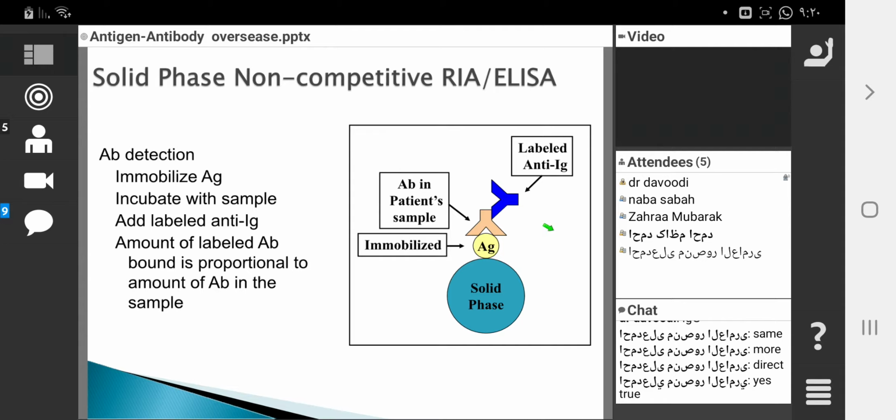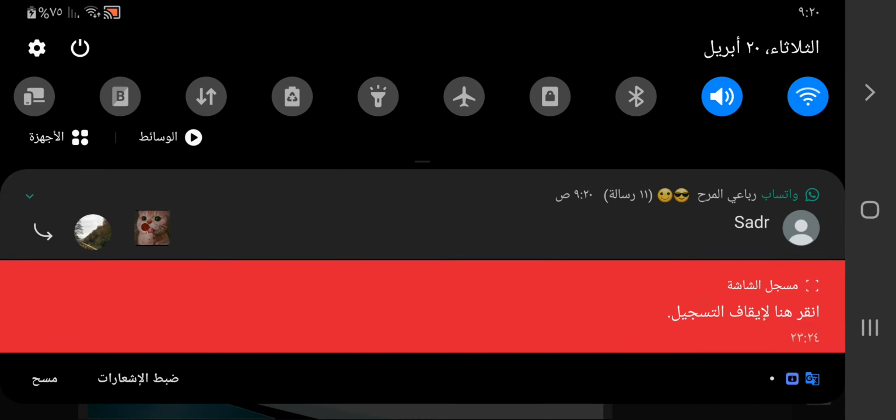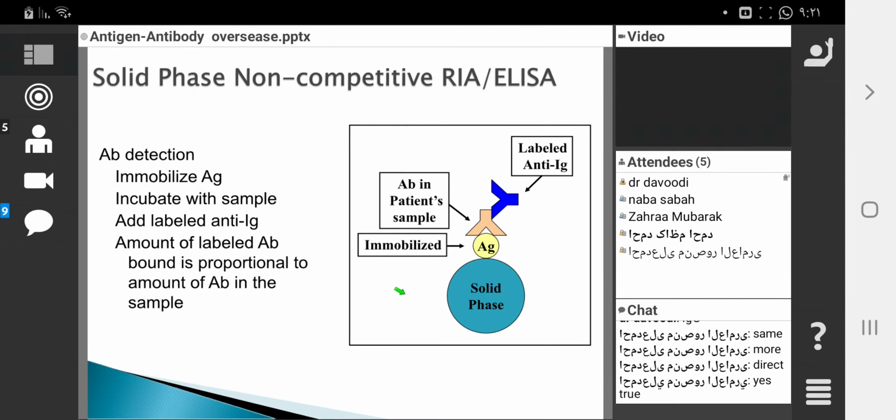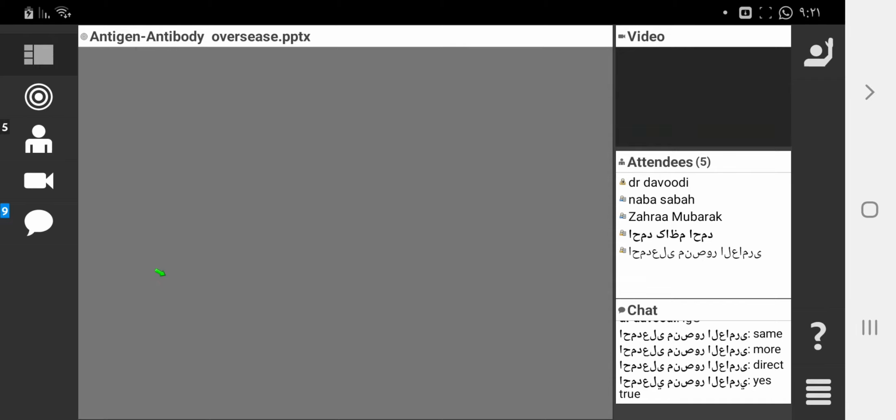So more radioactivity detected here means more antigen-antibody complex. The amount of labeled antibody bound is proportional to the amount of antibody in the sample. It means that they have a direct relation. So more radioactivity here means more immune complex and more antibody in the patient sample. Any question?